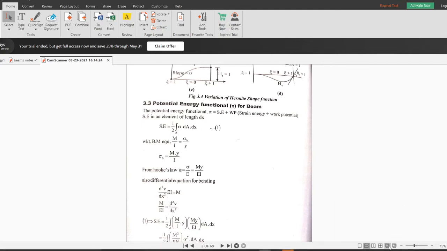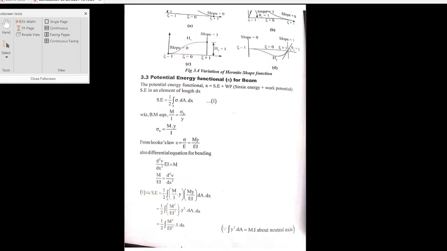So we'll move to the third derivation, that is the last derivation in this module, known as the potential energy function for the beam. Here we are going to consider the potential energy. This potential energy function phi is equal to strain energy plus work potential. Again, this comes in module number 1.